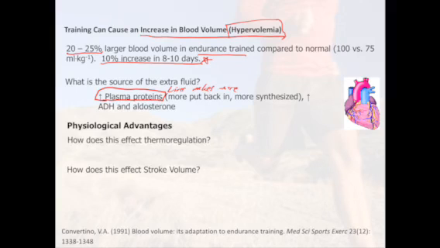So then the brain, the hypothalamus and pituitary, is going to cause the release of ADH and aldosterone. So we increase water retention. Okay, so the two mechanisms for the extra fluid are the increase in plasma proteins and these hormones helping us hold on to more water. Okay, so this definitely helps with thermoregulation because we can sweat more.